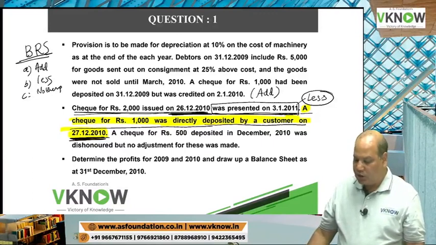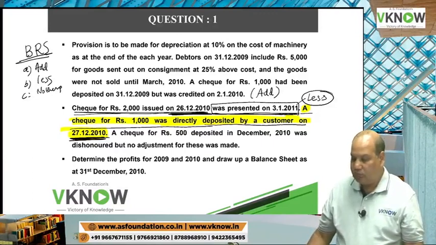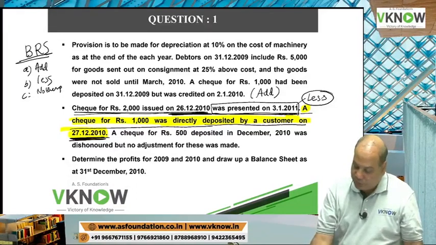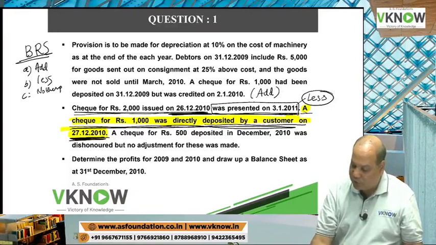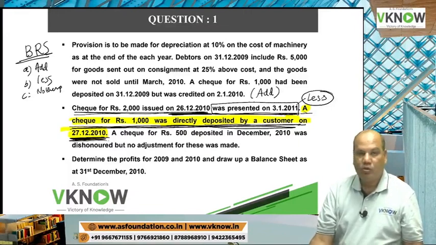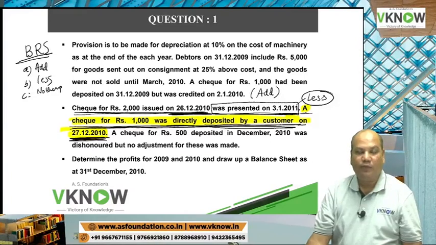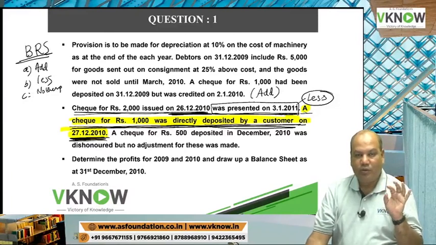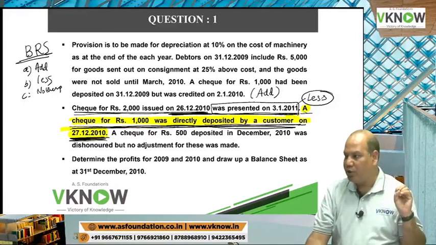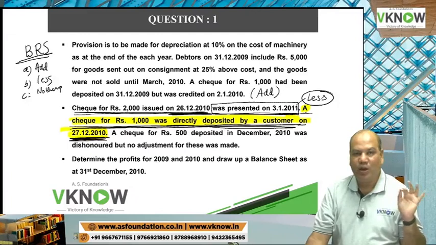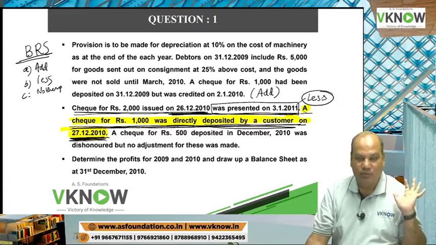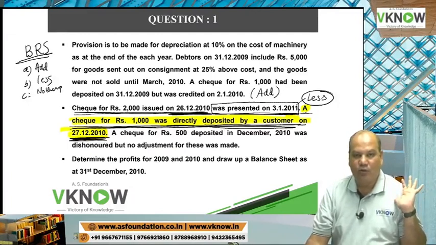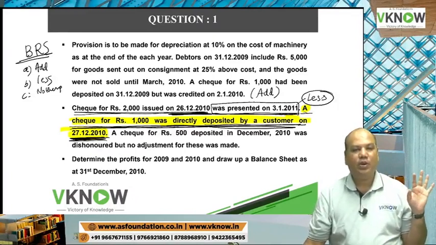Most of the students are saying less. What is this? A check for rupees 1000 was directly deposited by a customer. Now we are preparing final account. First of all, you keep in mind, I am not teaching you the bank reconciliation statement chapter. We are preparing final account.